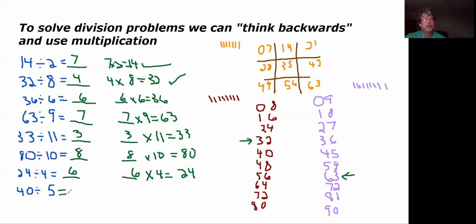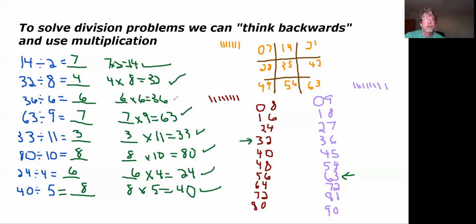40 divided by 5, basically saying, well, how many 5's does it take to get 40? So it's like 5, 10, 15, 20, 25, 30, 35, 40. That's 8. So 40 divided by 5 is going to be 8, because 8 times 5 does indeed give me my 40. So notice how we are using multiplication to actually do division problems.